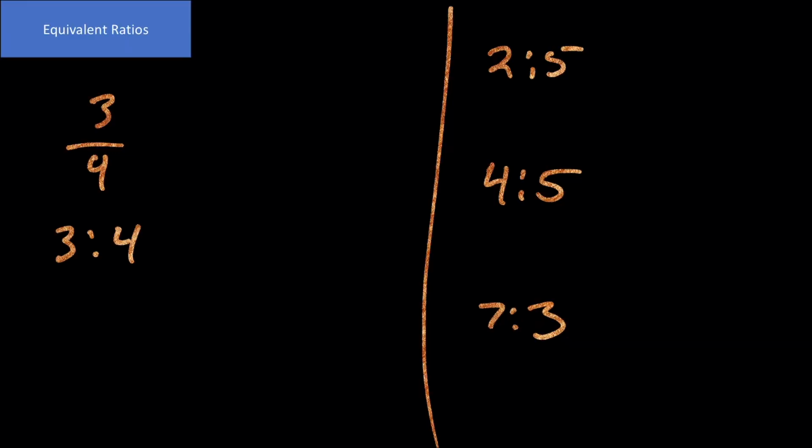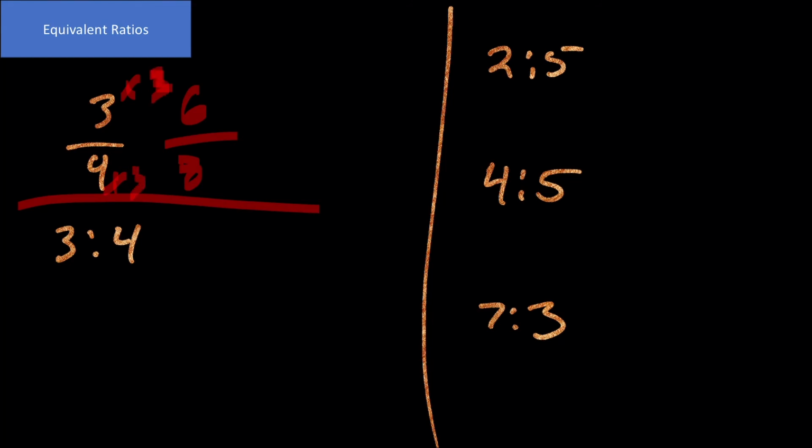Okay, so equivalent ratios are very similar to equivalent fractions. How do we find equivalent fractions? Well, I'm going to multiply the top and bottom by 2 there, and this is 6, and that's going to be 8. Then I can multiply the top and bottom by 3, which is now going to be equal to 9 and 12. Those are equivalent fractions. Equivalent ratios is the same concept.